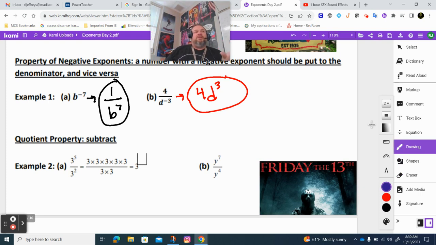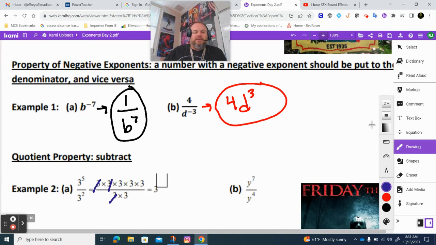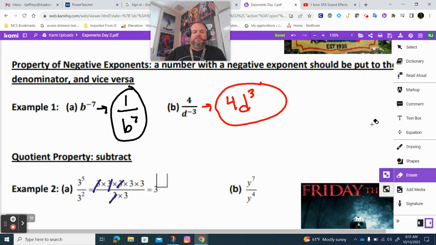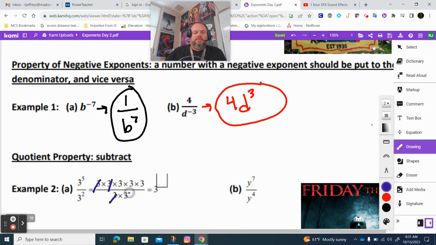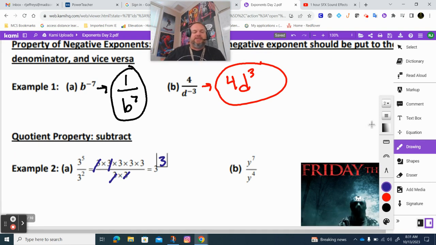Now, for those that don't really grasp the whole subtraction thing, well, let's look at this. Let's mark out what we have in common. Okay, so now we have 3 to the 3rd power. That's why it has that little box there, for you to put that in. It's the same thing if we were to say 3 to the 5 minus 2, which is 3 to the 3rd. Okay, bam.